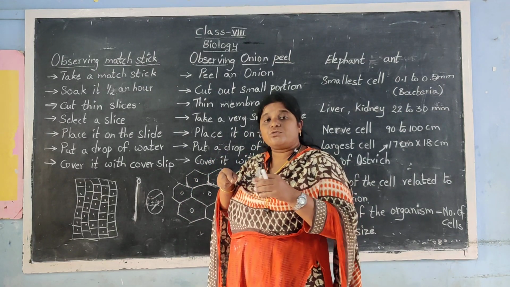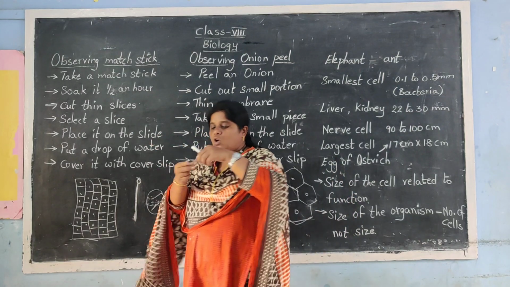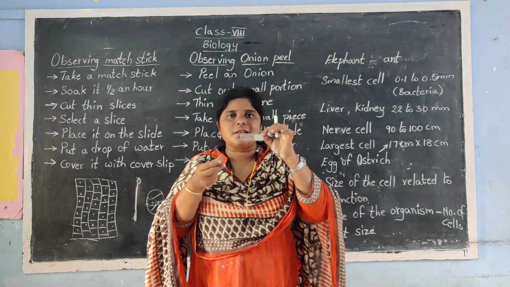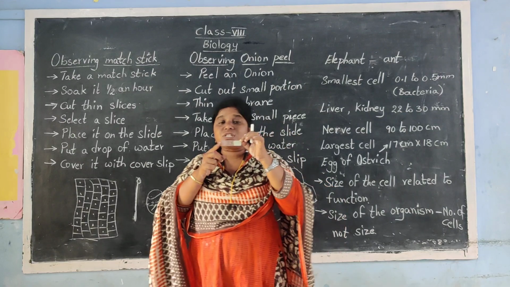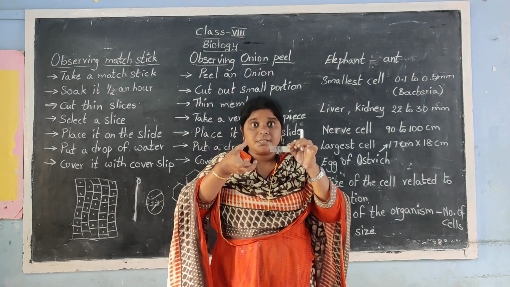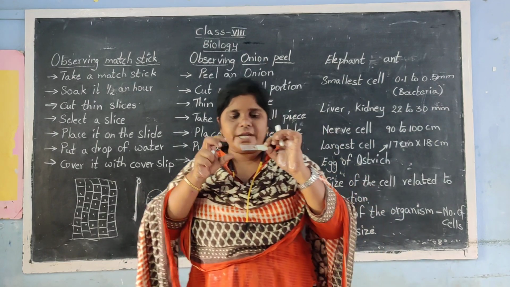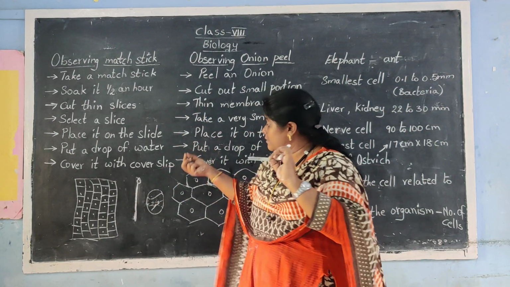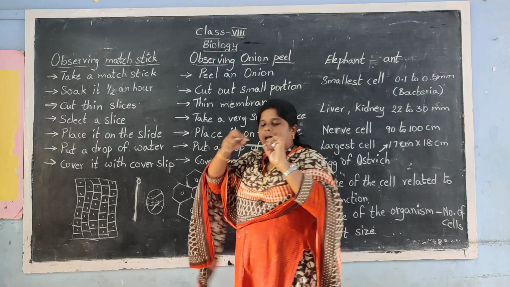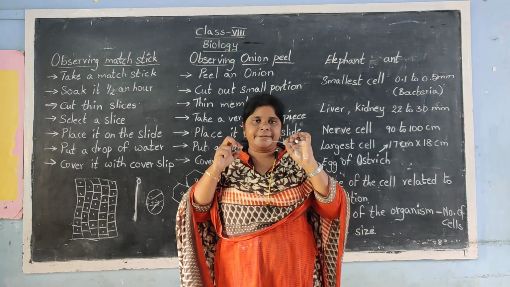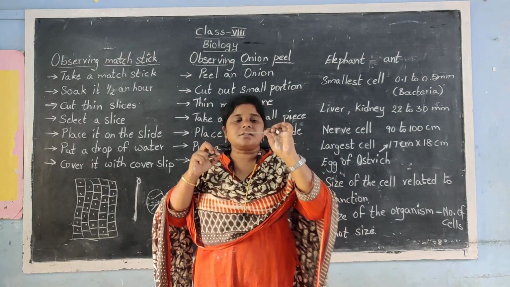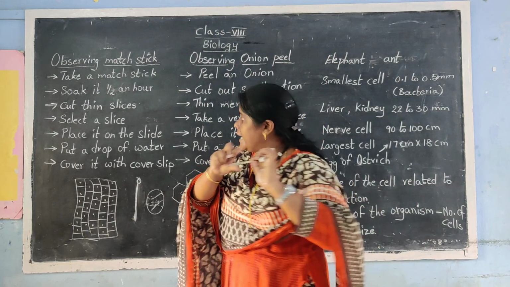And now what you have to do is, you have to place it on the slide. This is called a slide, which is used under a microscope to observe the cells. Right? Now take one of the thin slices and place it on the slide.